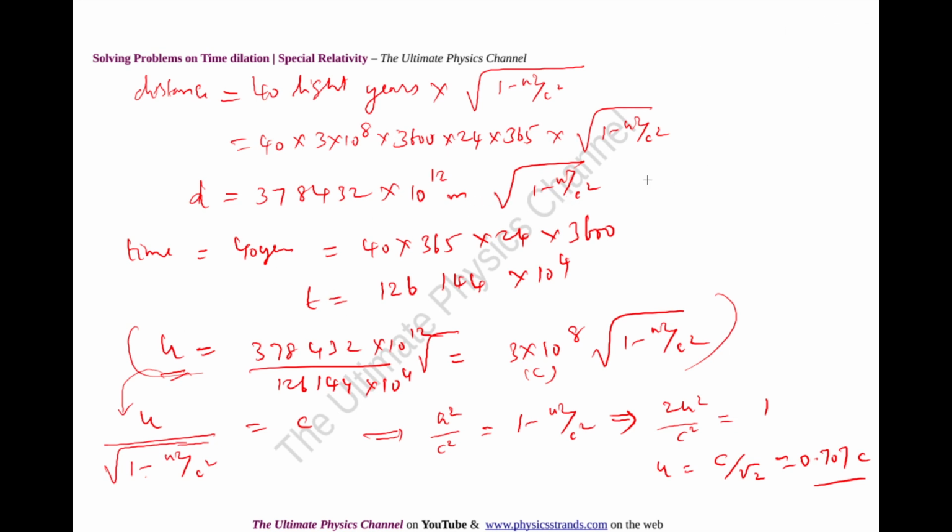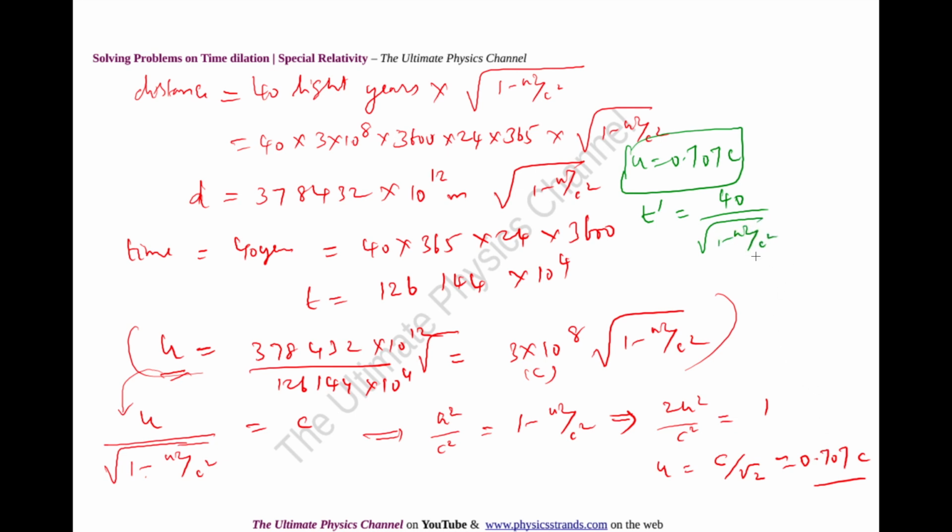So we can just write here u is equal to 0.70 c. Now the question is, how much time would elapse on Earth for this journey? Definitely it is going to be a dilated time on Earth, that is t prime is equal to t over this thing. So t is here 40 years. So 40 over square root of 1 minus u squared over c squared.